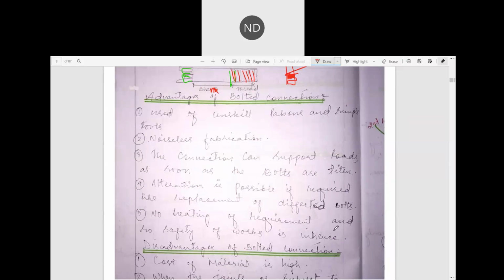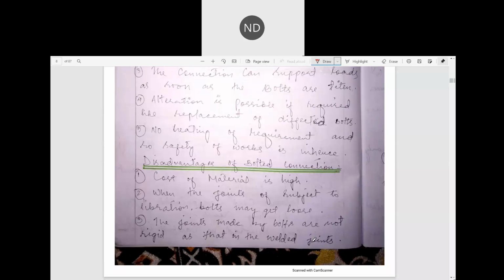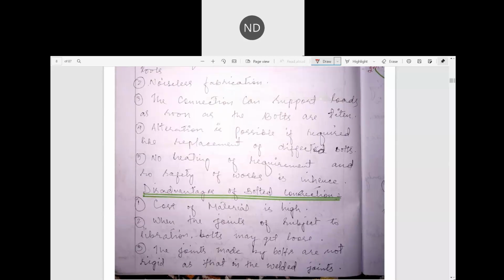Then no heating is required. I told you before, no heating is required, and so safety of the work is enhanced. Since no heating is required, safety is enhanced, and they can take the load as soon as the bolts are tightened.